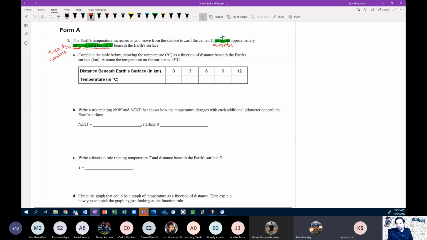Okay. And then in our next sentence here, we're going to get some more information. We need to complete the table below showing temperature, degrees Celsius, as a function of distance beneath the Earth's surface, kilometers. It says assume the temperature on the surface is 15 degrees Celsius.